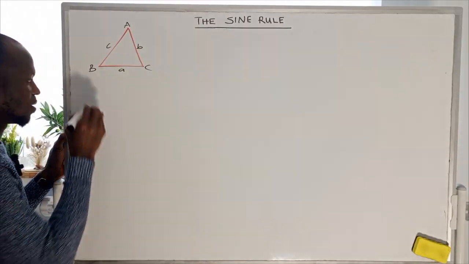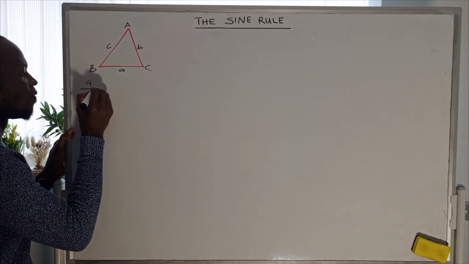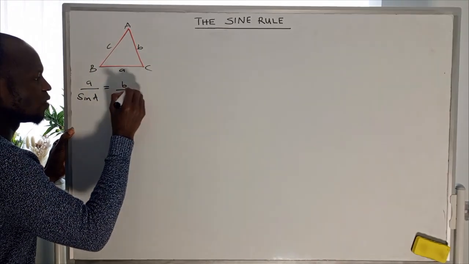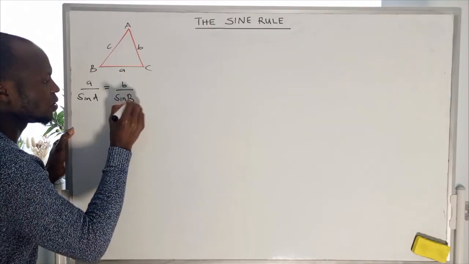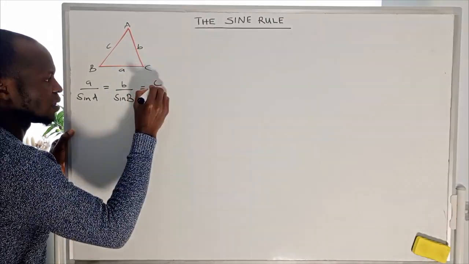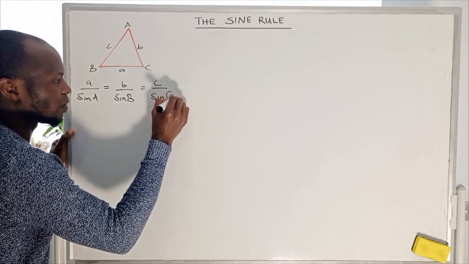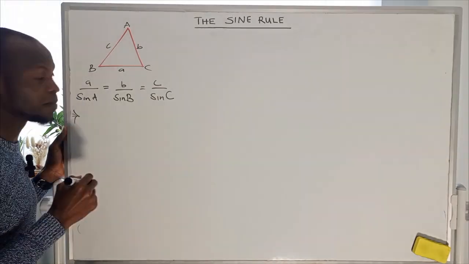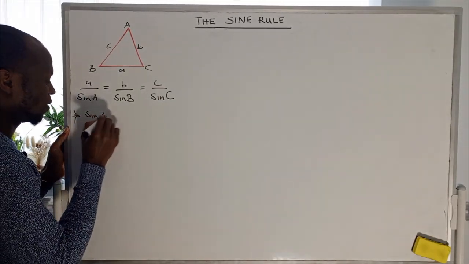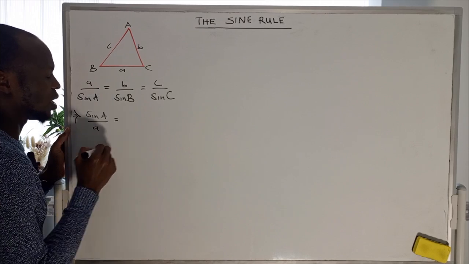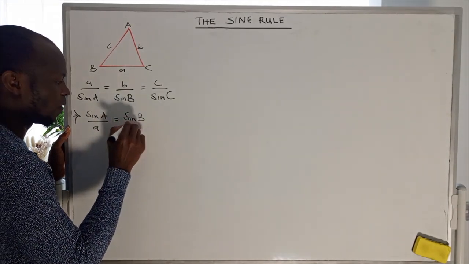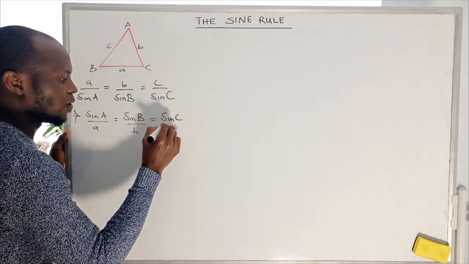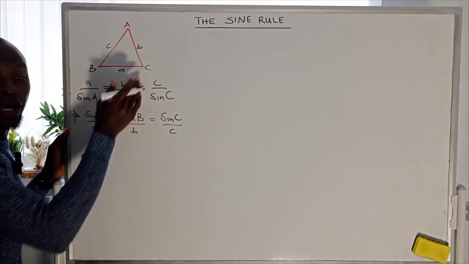Now, the sine rule says side A over sine of angle A equals side B over sine of angle B equals side C over sine of angle C. This is the sine rule, which is also the same thing as sine A over side A equals sine B over side B equals sine C over side C. You can use any of the two, it's the same thing.